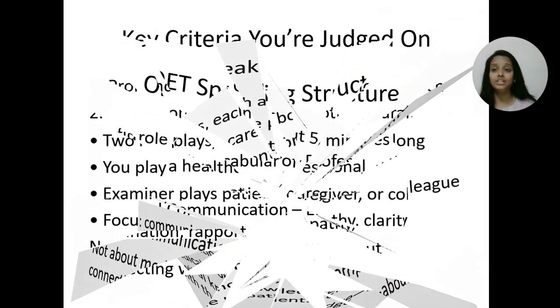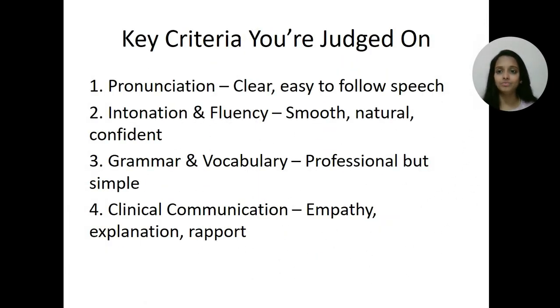Now, let's move on to the scoring criteria. You will be marked on pronunciation, intonation and fluency, grammar and vocabulary, and clinical communication. The first one, pronunciation: try to make your speech clear and easy to follow. You don't need an accent, you just need clarity, okay? The second one is intonation and fluency. Try to keep your speech smooth, natural, and confident. Pauses are fine, but avoid long and awkward silences. And use professional but simple language. Don't drown the patient in medical jargon, okay?